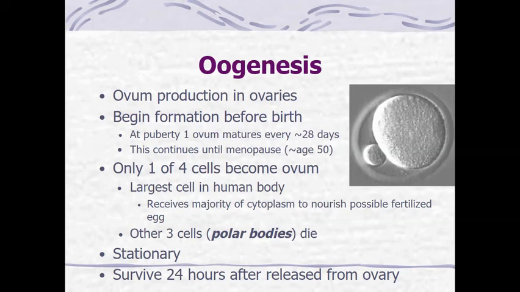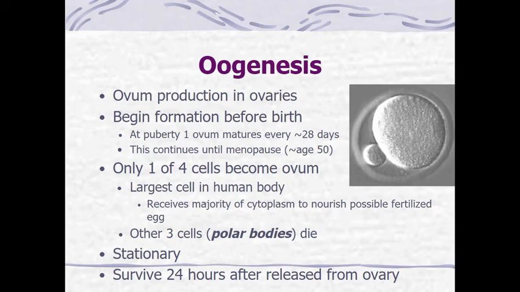Occasionally, there could be more than one ovum released, and that would be how we end up getting fraternal twins. So this one ovum every 28 days continues until a female reaches menopause. Menopause is when the body stops maturing eggs, when the hormone levels change, and that occurs somewhere around age 50. There's no set age for that to occur, but it occurs around age 50.